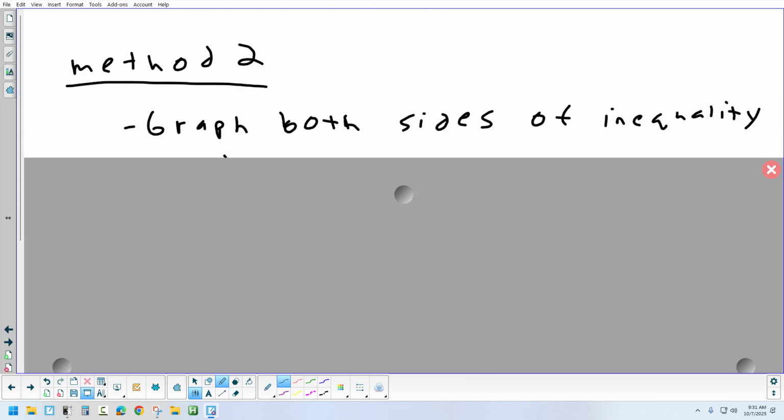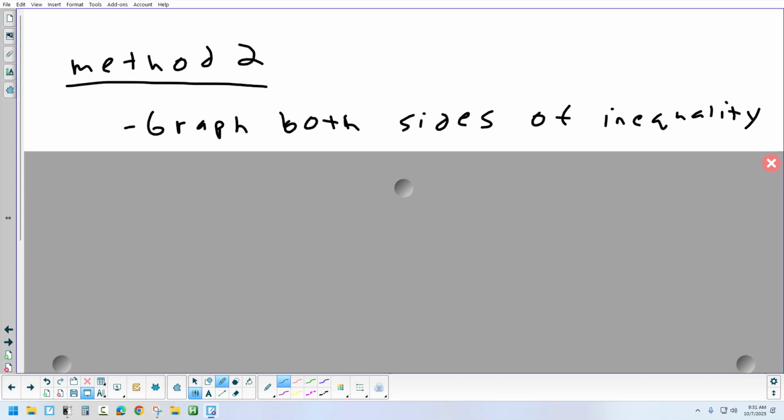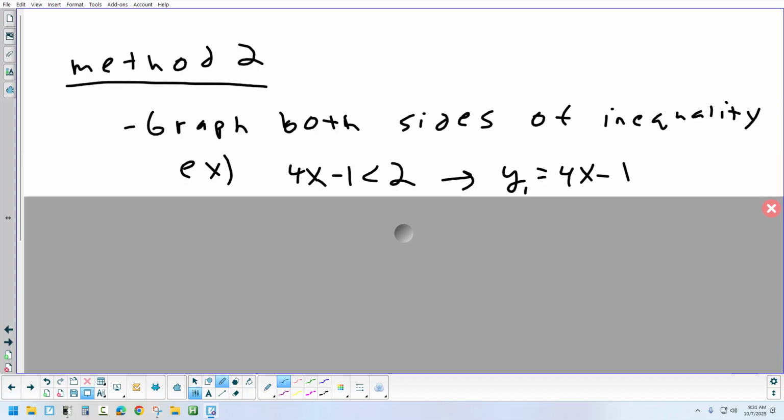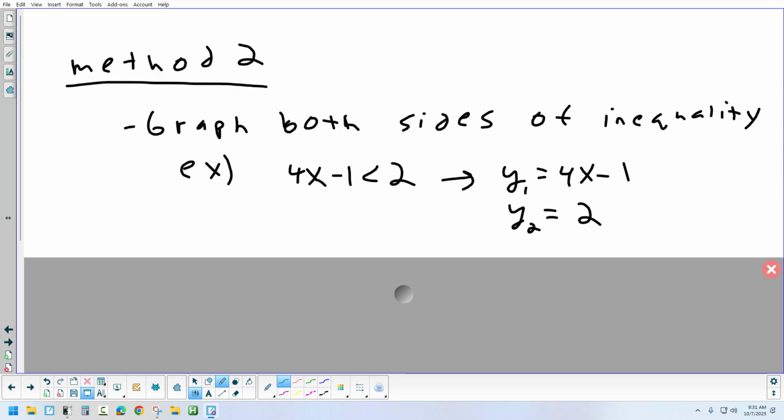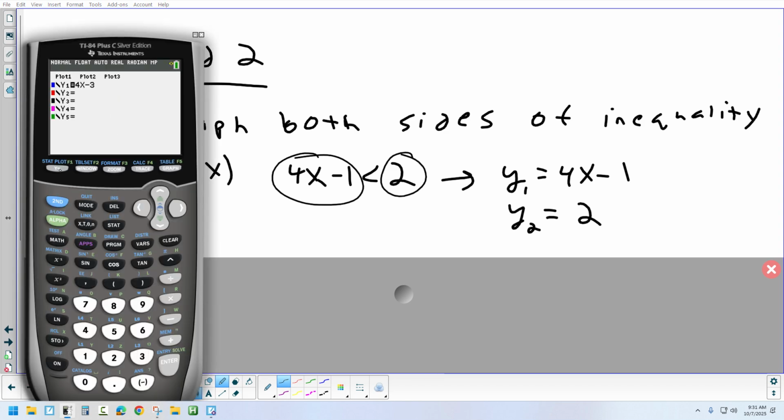Okay. Second method is we don't get 0 on one side. We leave the problem just the way they give it to us. Okay, so we'll do the same one again. But this time, you're going to take and put what's on the left in y1 and put what's on the right in y2. So this has the advantage you do not have to rearrange it to get 0 on one side, but now you have to type in two separate things. Okay. So 4x minus 1 and 2.